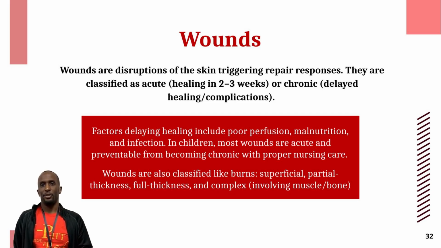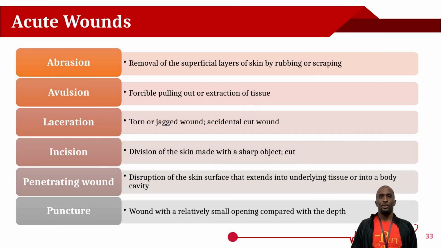Factors like poor perfusion, malnutrition, and infection hinder healing. In children, most wounds are acute and preventable from becoming chronic with proper care. Wounds are also classified as superficial, partial thickness, full thickness, and complex, similar to burns. Acute wounds include abrasions, avulsions, lacerations, incisions, penetrating wounds, and punctures.